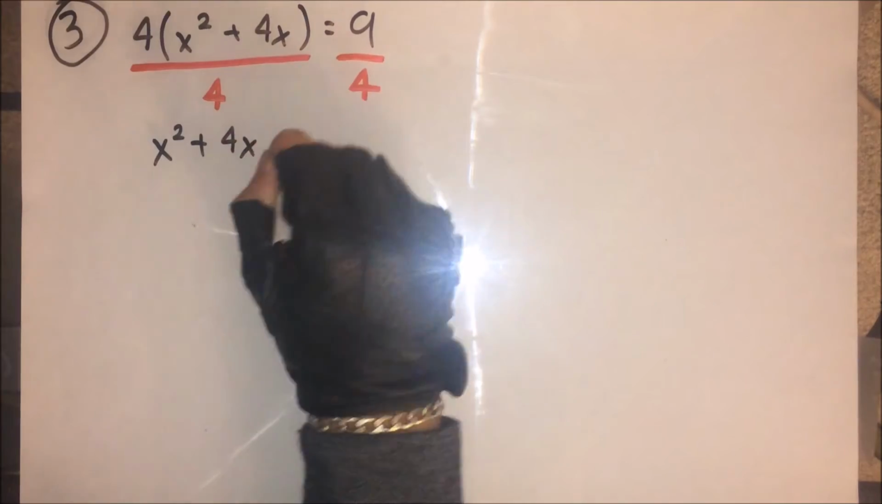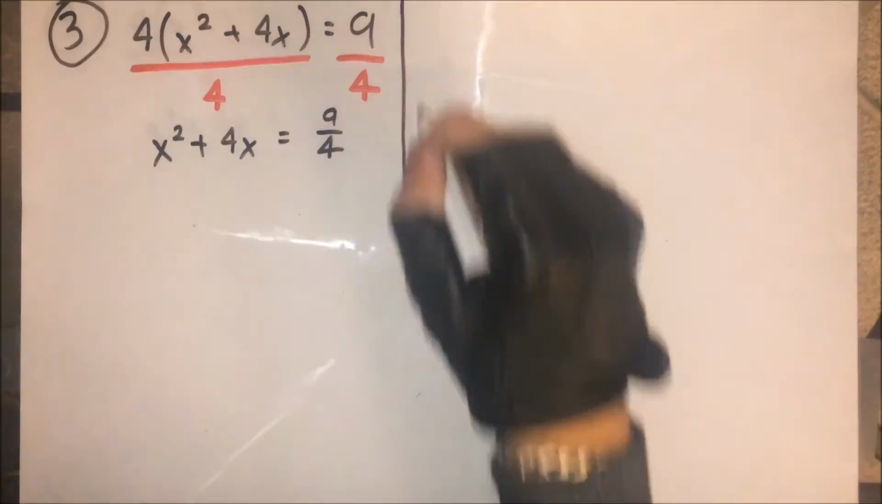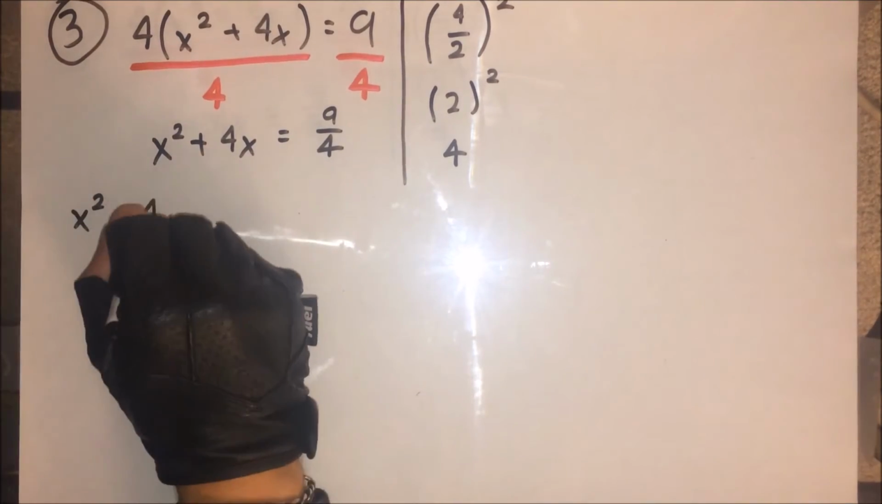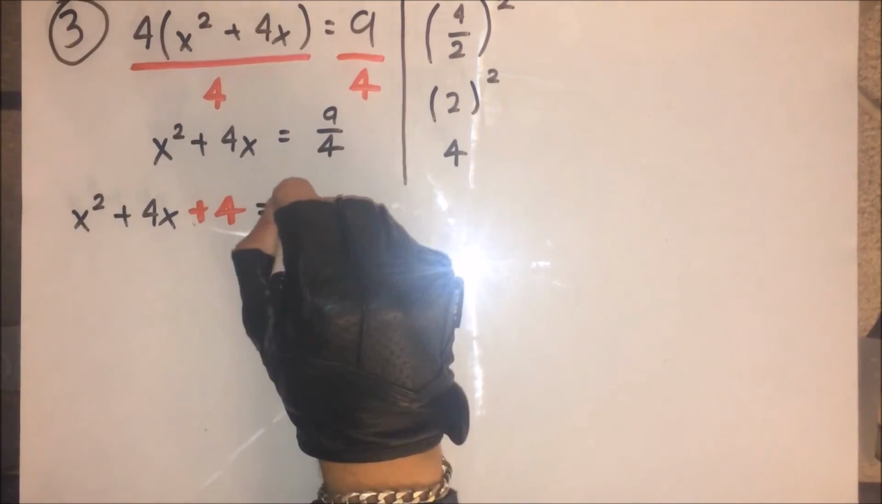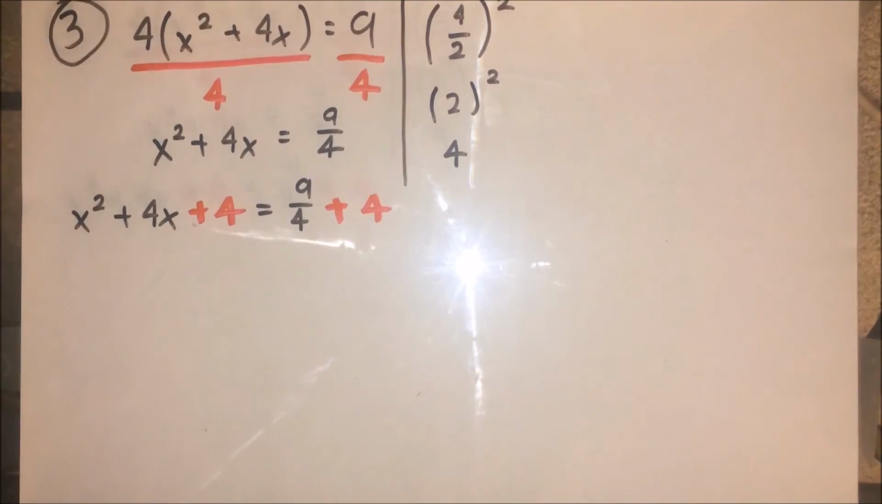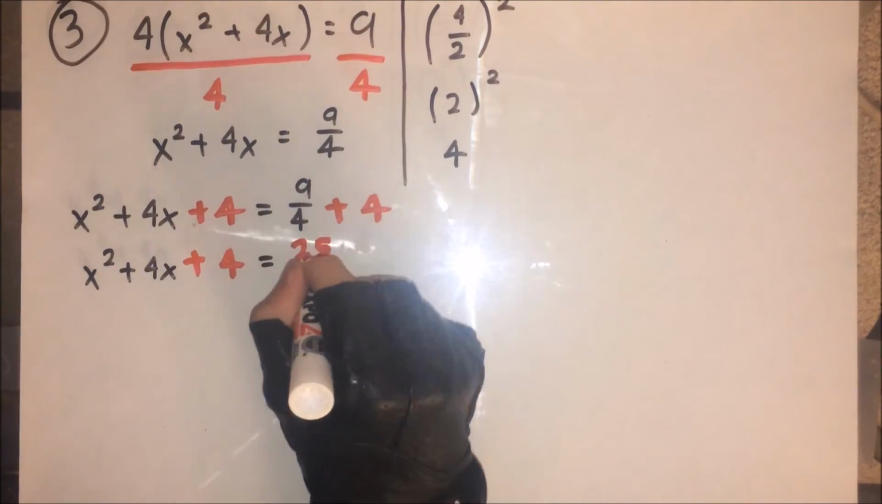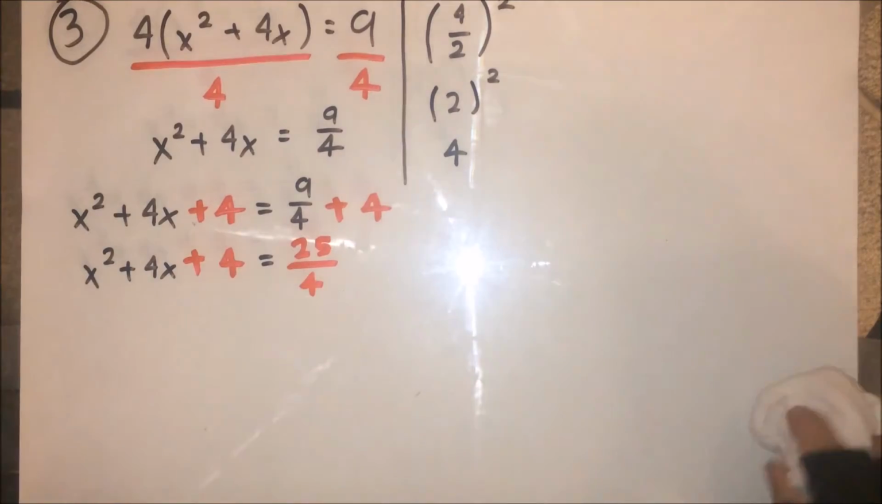Example 3 is 4 times the quantity x squared plus 4x equals 9. As always, we want the format x squared plus ax equals y, so we divide both sides by 4. Then, since we have the format, we want to complete the square, so we take 4, divide it by 2, square it, and add it to both sides. Our resulting equation is x squared plus 4x plus 4 equals 25 over 4.